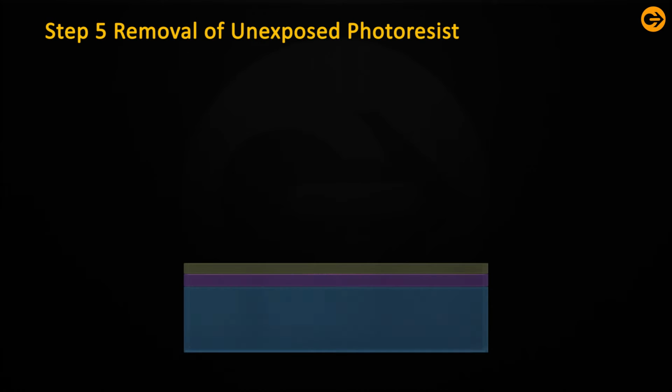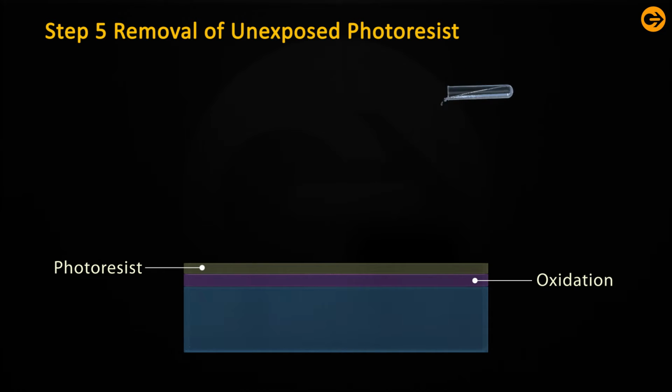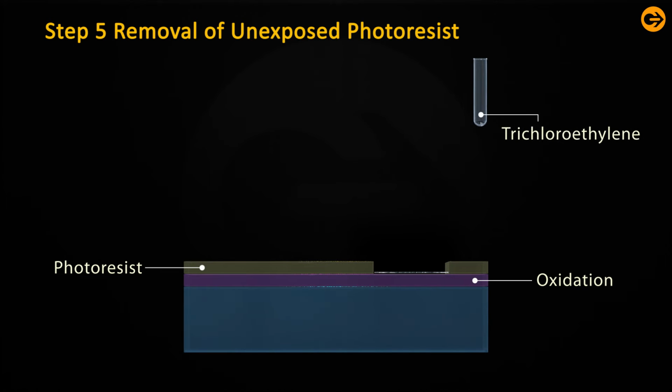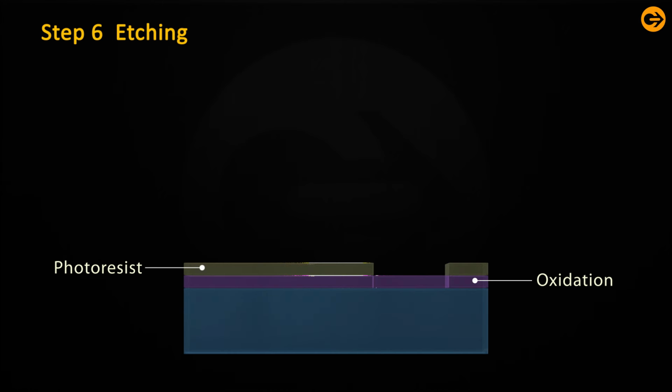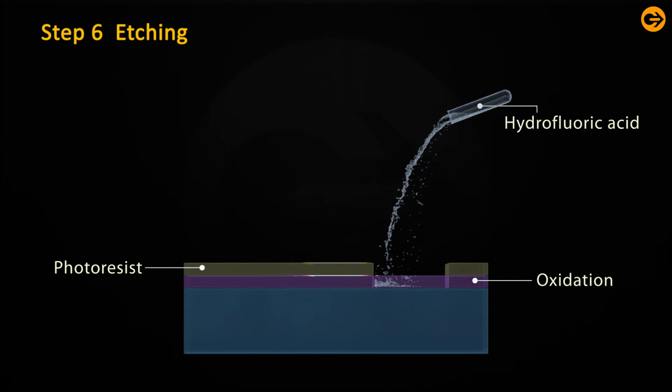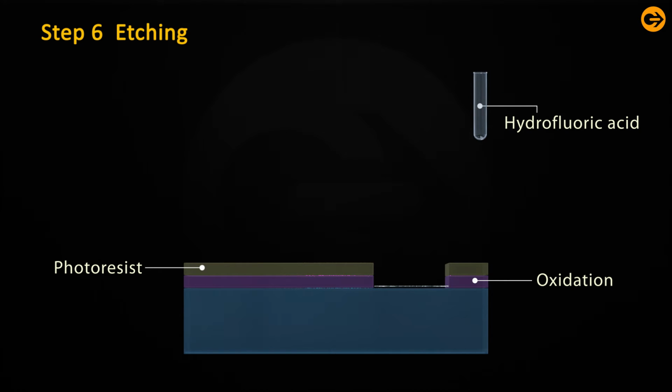Step 5. Removal of unexposed photoresist. The mask is removed and the unexposed region of the photoresist is dissolved by developing the wafer using a chemical, trichloroethylene. Step 6. Etching. The wafer is immersed in an etching solution of hydrofluoric acid which removes the oxide from the areas through which dopants are to be diffused.